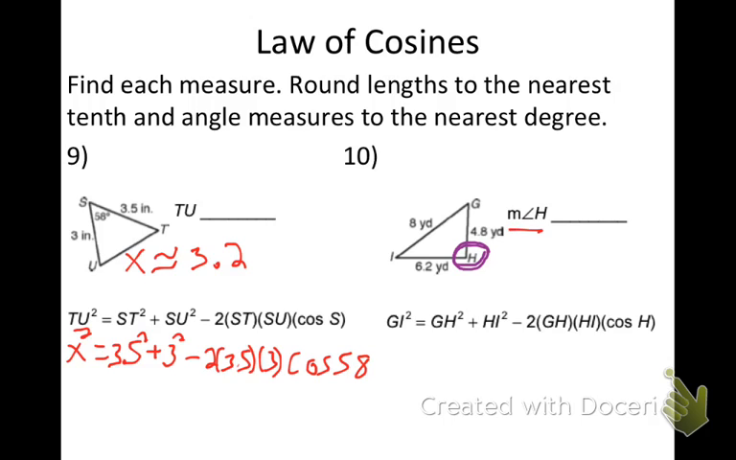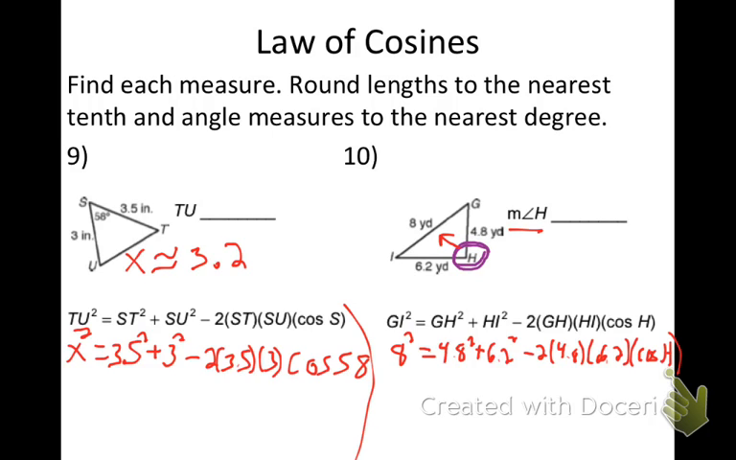Now number 10. Notice you're trying to find an angle on number 10. So you plug in here. What's opposite of that angle? 8. That's the important part. So you have 8 squared equals 4.8 squared plus 6.2 squared minus 2 times 4.8 times 6.2 times the cosine of h. Now you got to work all this out. At the very end, you have to make sure to do what? You do the cosine inverse.